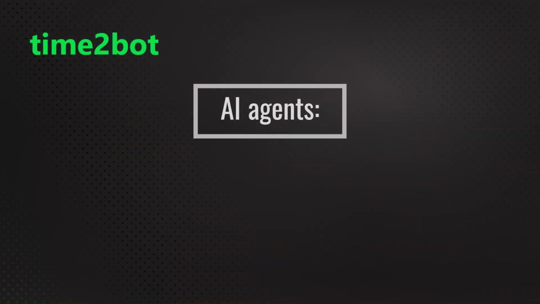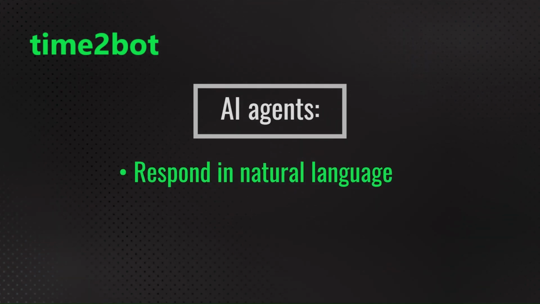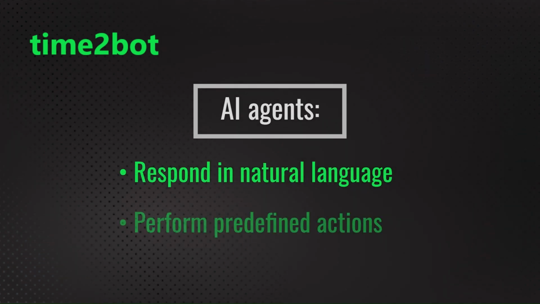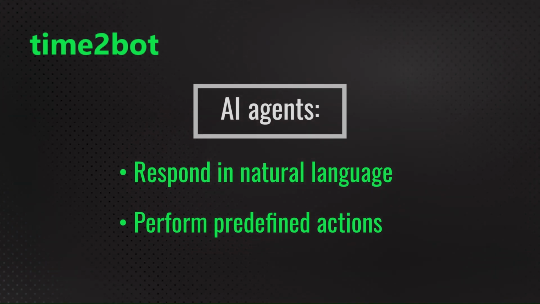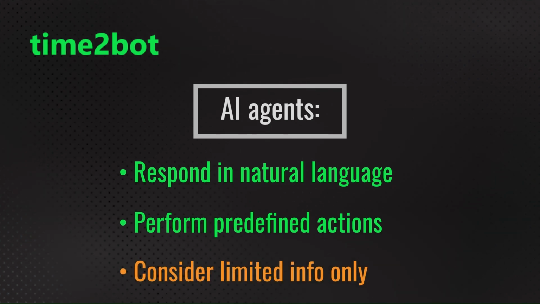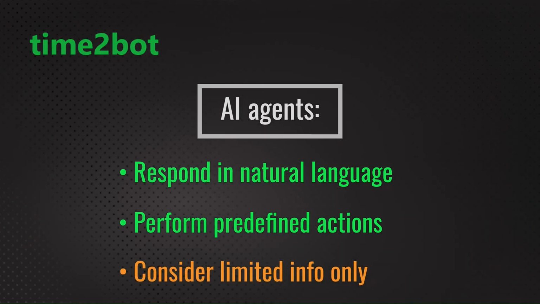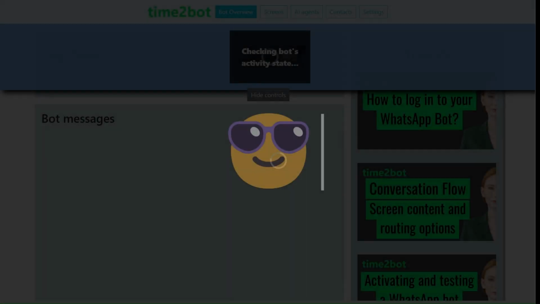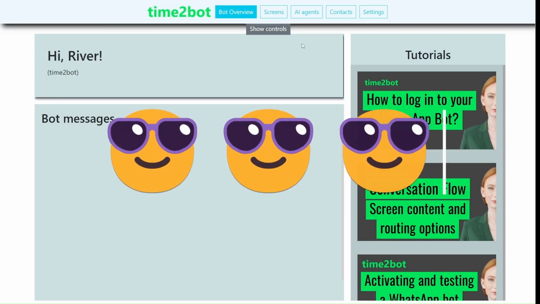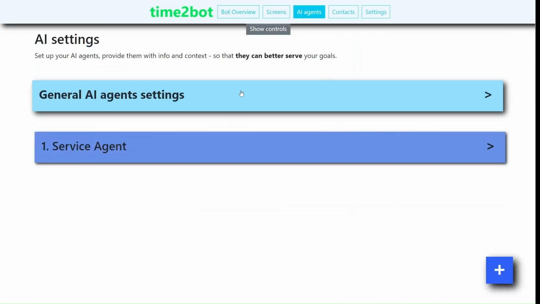Your AI agents are like dedicated employees that specialize in responding to incoming WhatsApp messages and know how to perform specific, predefined actions. For your AI agents to operate properly, you must provide them with suitable info on which they can base their replies and actions. The second important thing to note is that there is a limit to the amount of information that a single agent can consider, which is why we create multiple agents, each with its own role, instructions, and context.